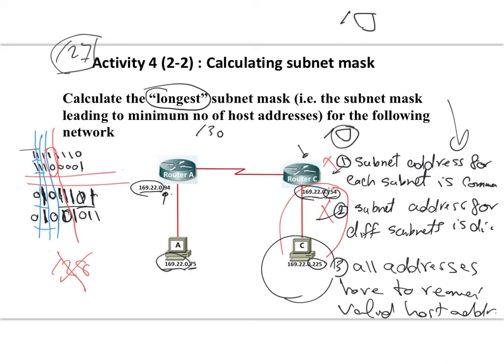Of course, this exercise will be a lot different if I make one of these a switch. So you need to understand the concept. Routers create isolation between these subnets. Switches do not create this isolation. So that's the method based on which we design these subnets. Any questions?